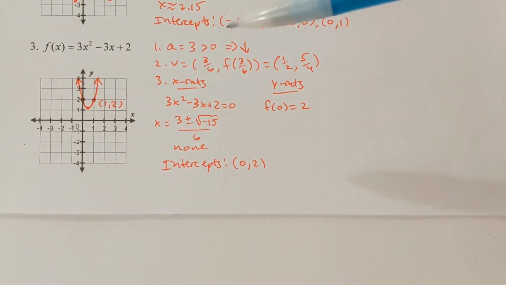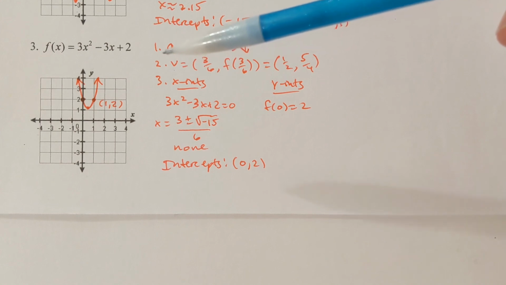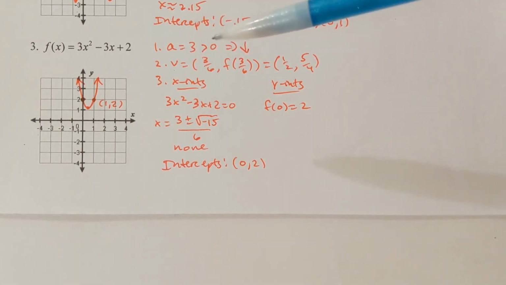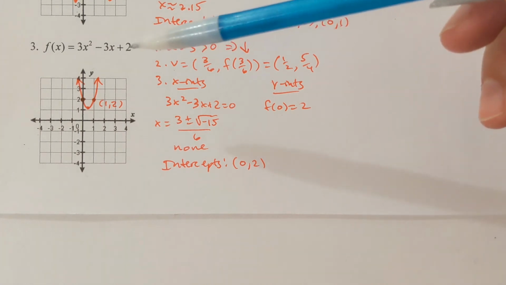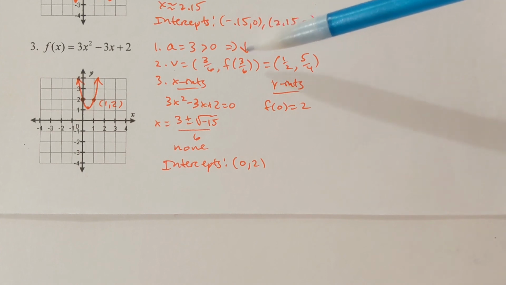Step 3 is to use the four-step process again. So f of x equals 3x squared minus 3x plus 2. A is 3, and since that's a positive, I get a parabola that opens up.